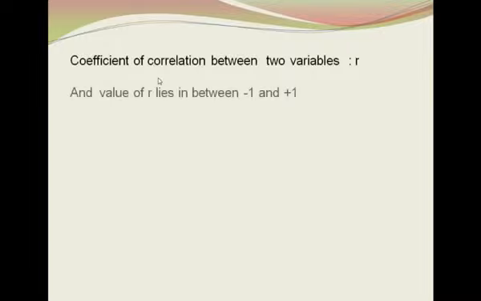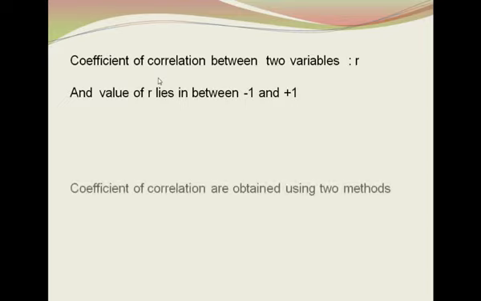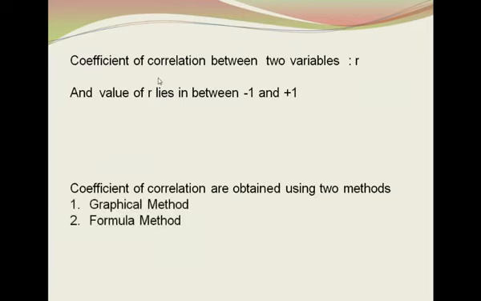The correlation coefficient is denoted by small r. Small r always lies between -1 and +1. The correlation coefficient is often found using two methods, namely the graphical method and the formula method. How to find the correlation coefficient using the graphical method and formula method, that we will discuss in the next lecture.